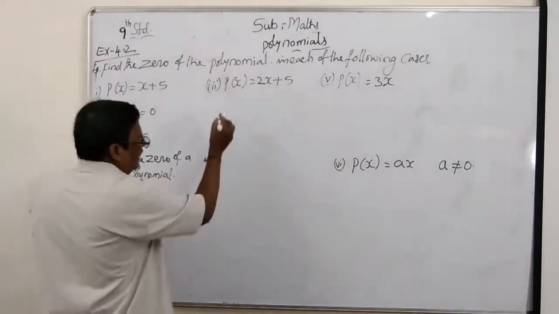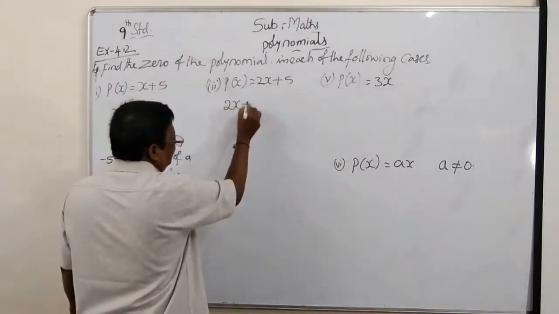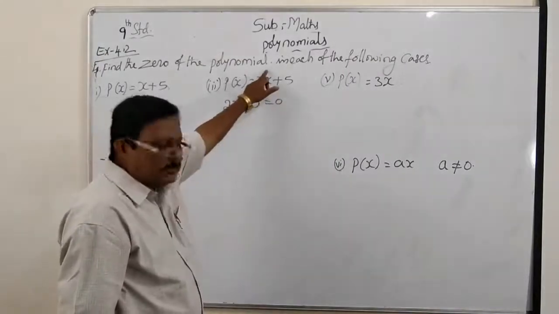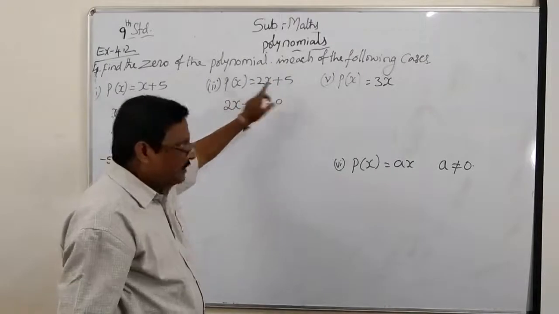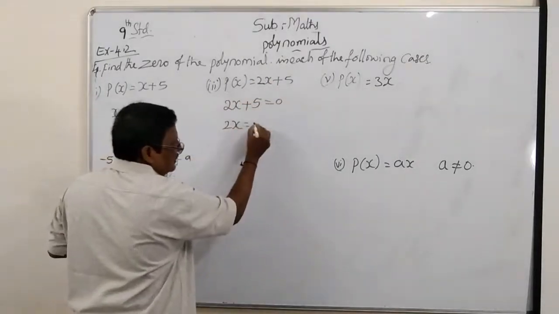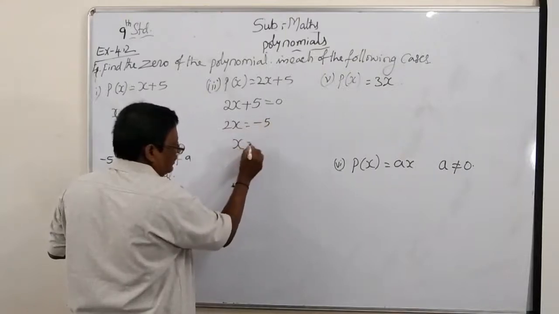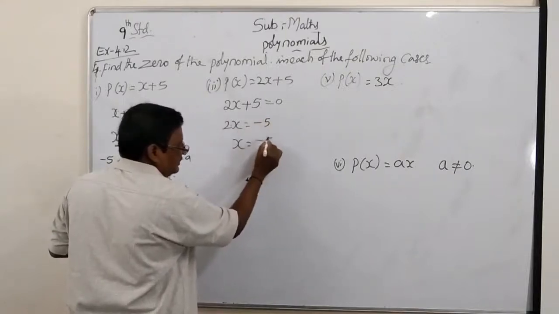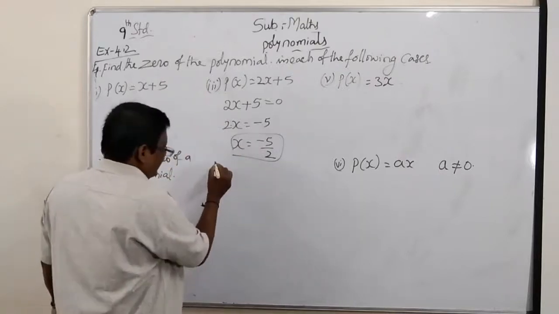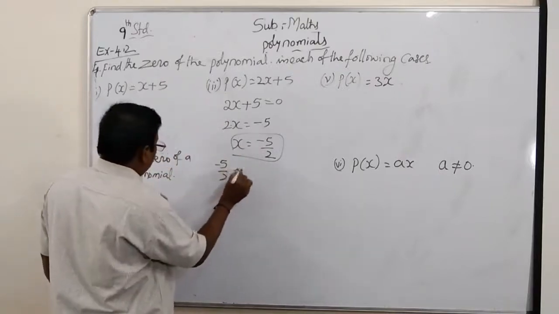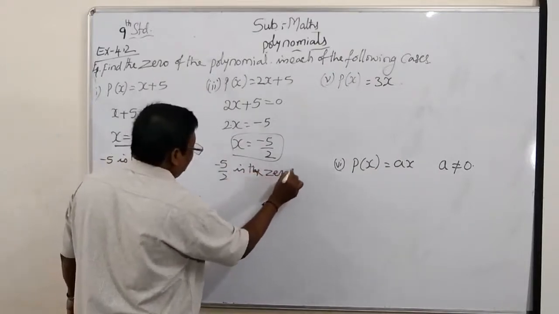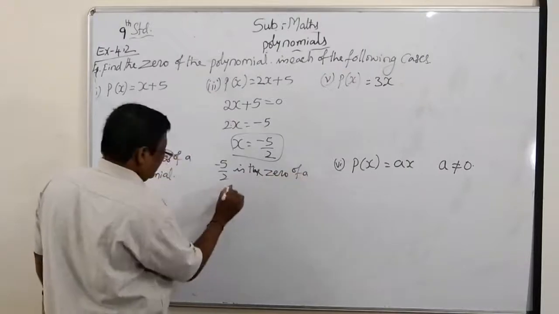Next one, 2x plus 5 is equal to 0. The highest power is 1, so this is a linear polynomial. Equate it to 0. 2x is equal to minus 5. Since multiplication becomes division on this side, x is equal to minus 5 by 2. Minus 5 by 2 is the zero of the polynomial.